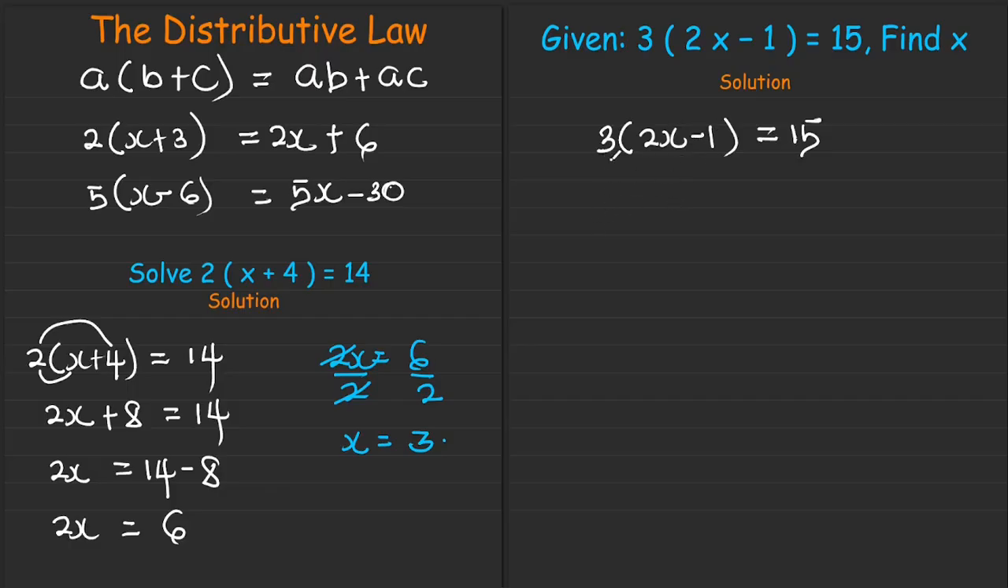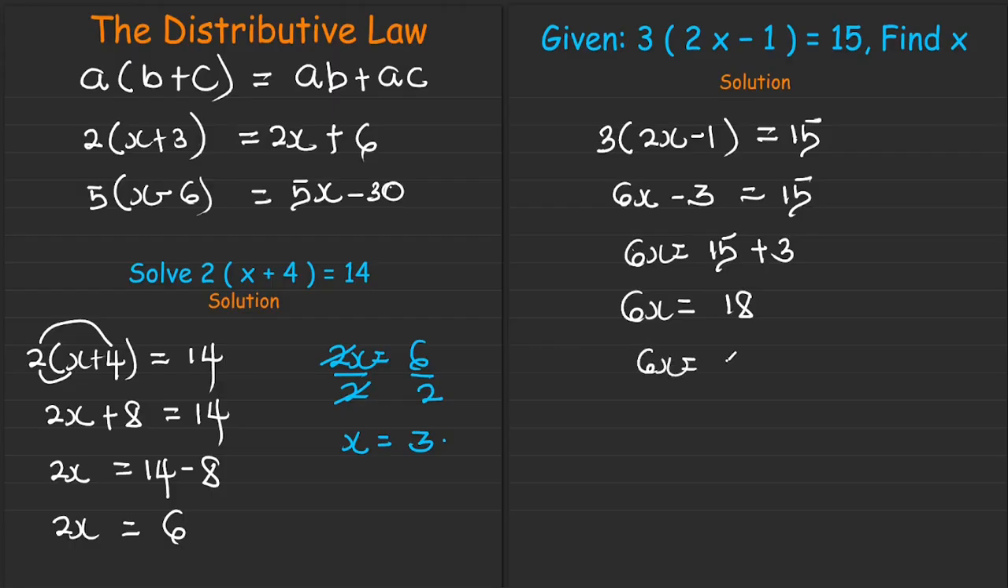So expanding our bracket, we have 3 times 2x, which gives us a 6x. Then 3 times negative 1 then gives us a negative 3. And we say it's equal to 15. So since it is x we want, we move this obstacle to the other side. It is negative 3 over here, so it moves to become a positive 3. So instead of 15, we write 15 plus 3. So that we have 6x equals 15 plus 3, which then gives us an 18.